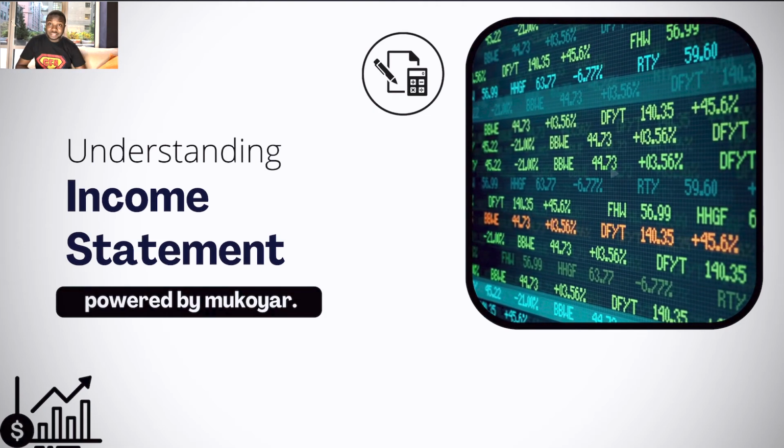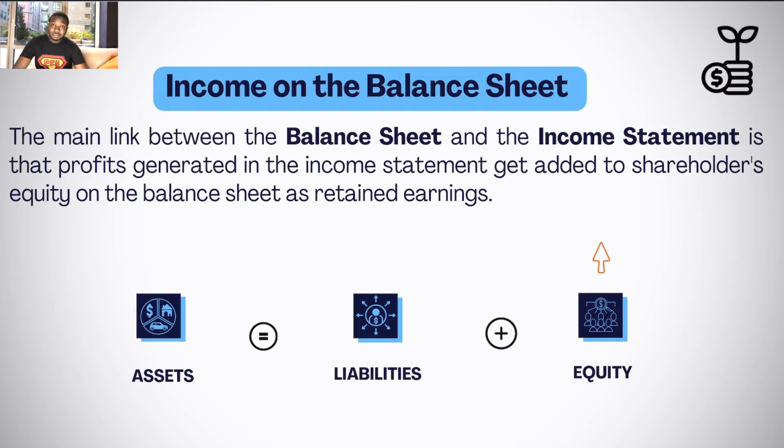To start off, it is important to understand how income is recognized on a company's balance sheet. When a company makes profit after settling periodic loan repayments to its lenders, the remaining profit will be added to equity on the balance sheet. When we increase equity, we have to either decrease liabilities or increase assets in order for the balance sheet to remain balanced. Therefore, the main link between the balance sheet and the income statement is that profits generated in the income statement get added to shareholders' equity in the balance sheet as retained earnings.